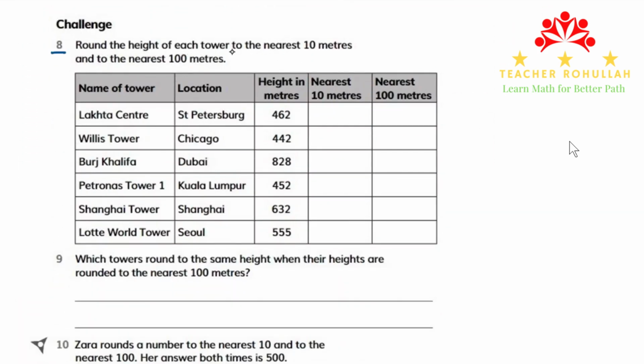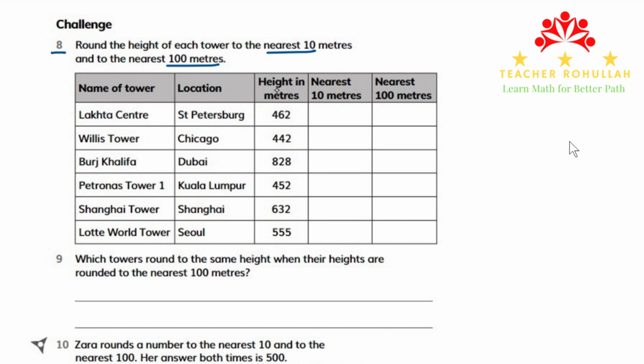Round the height of each tower to the nearest 10 meters and to the nearest 100 meters. So the names of the towers are given here. The first one is Lacta Center. The second one is Willis Tower. The third one, Burj Khalifa. Then Petronas Tower 1, Shanghai Tower, and Lot World Tower.